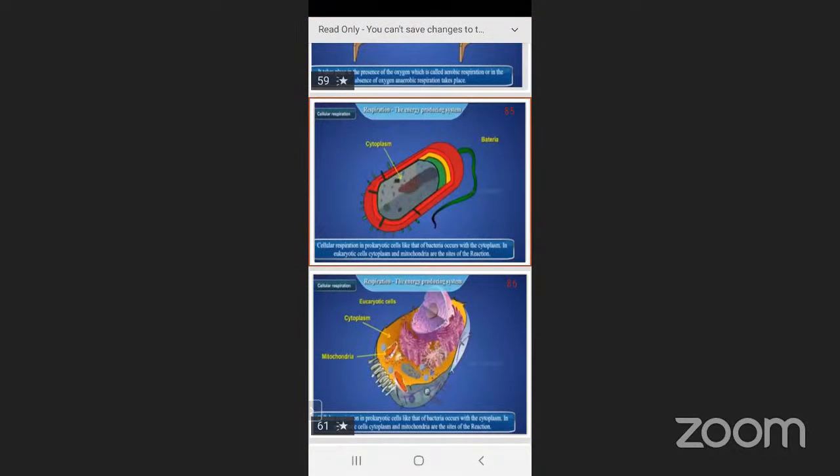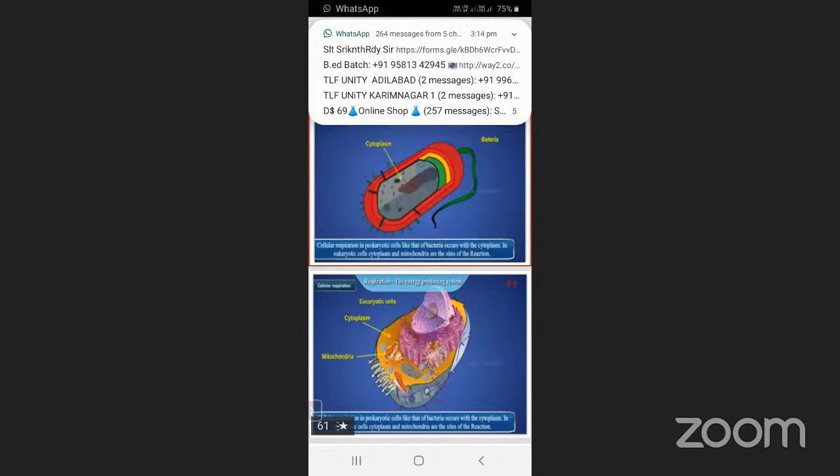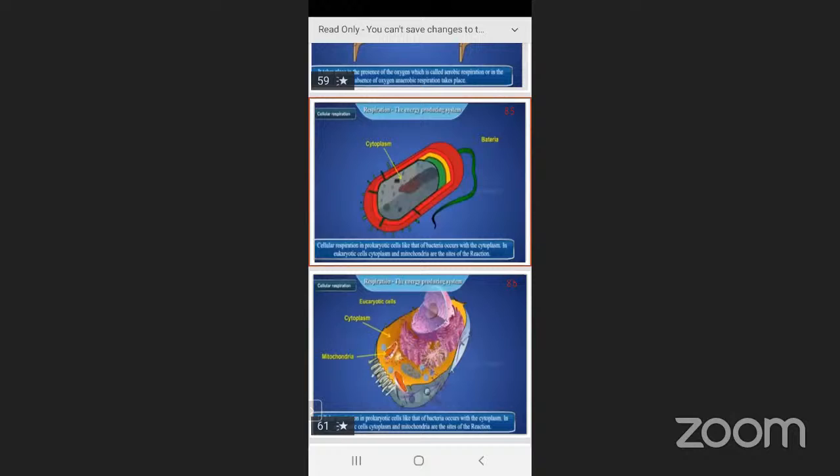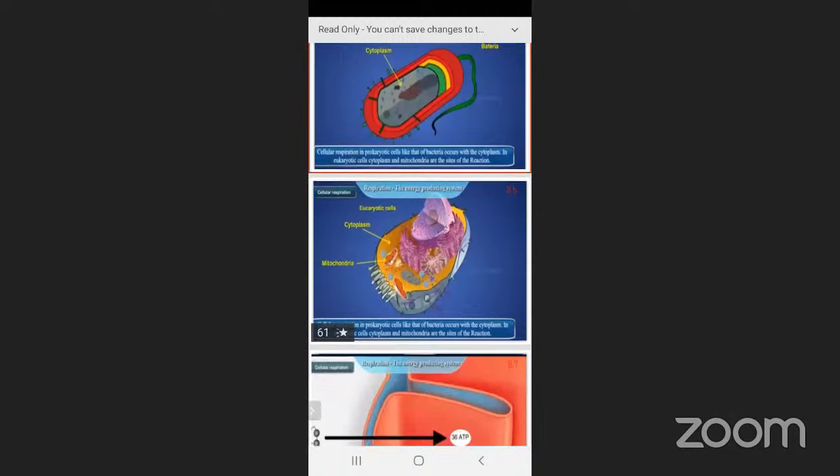Now, cellular respiration in prokaryotic cells, like that of bacteria, occurs within the cytoplasm. In eukaryotic cells, cytoplasm and mitochondria are the sites of the reaction. Here, the cytoplasm is in bacteria.